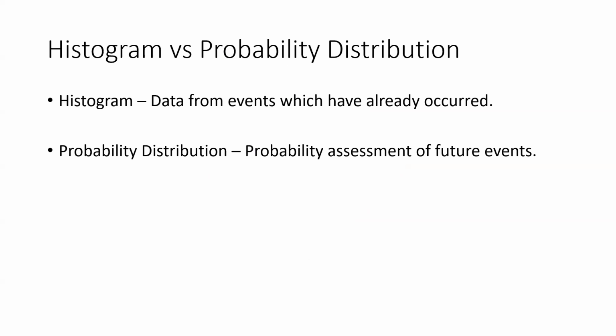So there are many differences between the histogram and the probability distribution. Mainly among such is for a histogram, data is being displayed from events which have already occurred. Whereas with a probability distribution, this is a graphical visualization of assessment of probability as it relates to future events.